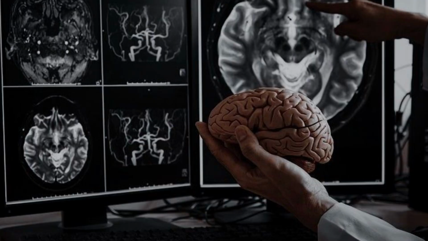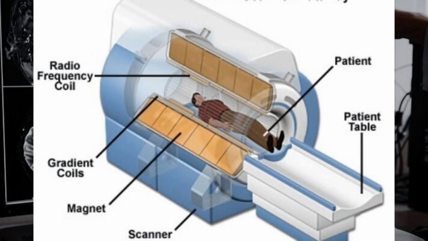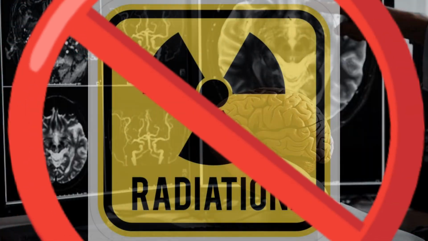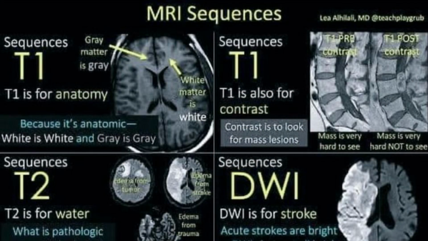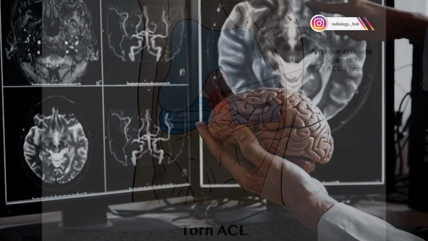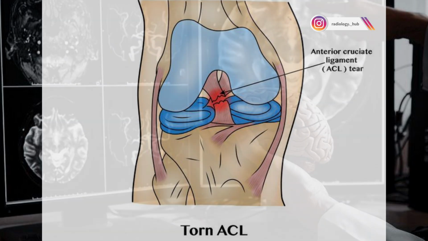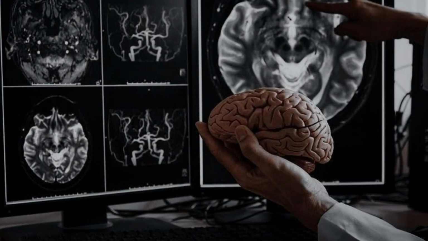Another major modality is MRI, which stands for magnetic resonance imaging. MRI uses strong magnets and radio waves, not radiation. It gives very detailed images of the brain, spine, joints, ligaments, and soft tissues. For example, if someone has a slipped disc or knee ligament tear, MRI shows it clearly. It is one of the most detailed imaging techniques in radiology.